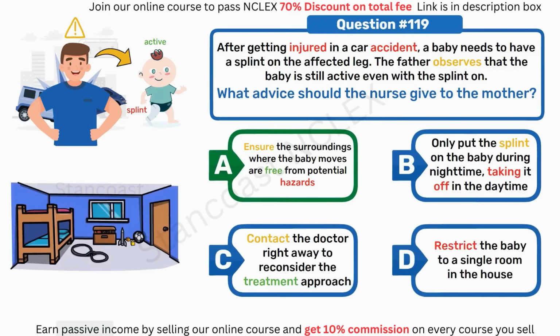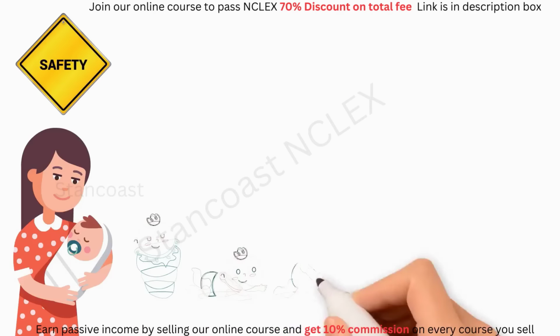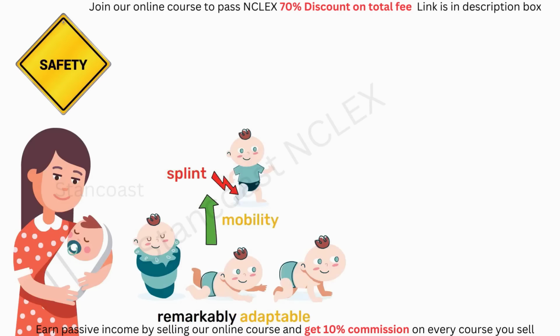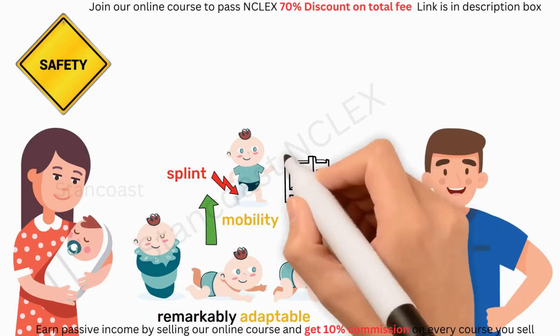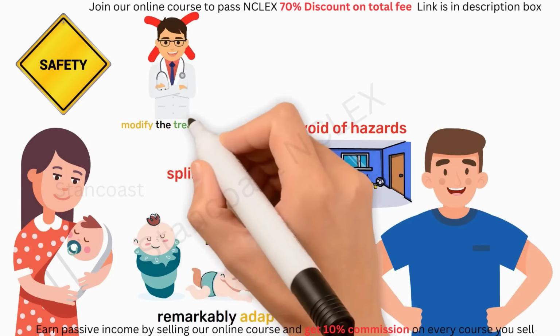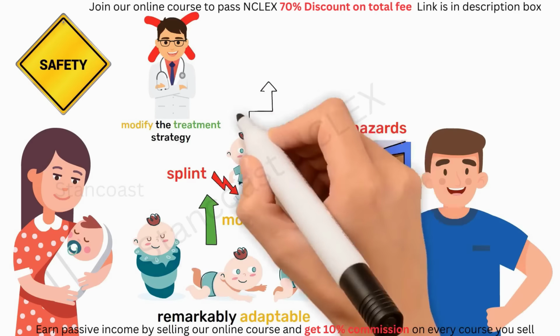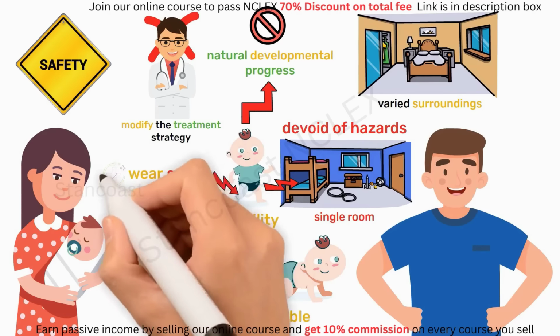Here, option A is correct, because safety is paramount when looking after this infant. Infants are remarkably adaptable, and their mobility can increase even when they're wearing a splint. As a result, it's essential for the father to make certain that the environment where the infant moves is devoid of hazards. There's no immediate requirement to reach out to the doctor to modify the treatment strategy. Limiting the infant to a single room might hinder their natural developmental progress. For wholesome growth, the child benefits from varied surroundings. It's crucial for the infant to wear the splint as directed by the doctor to guarantee the best healing outcome.